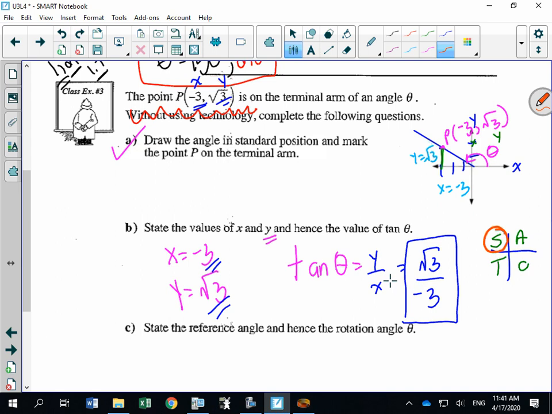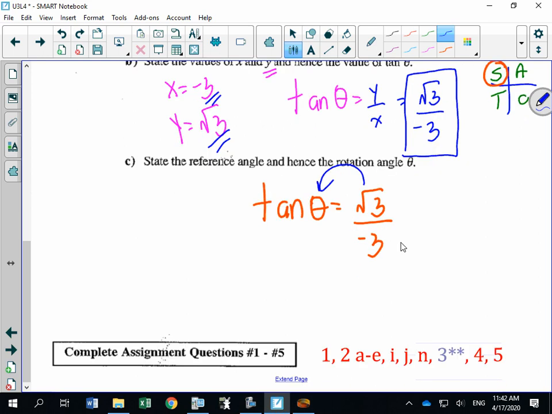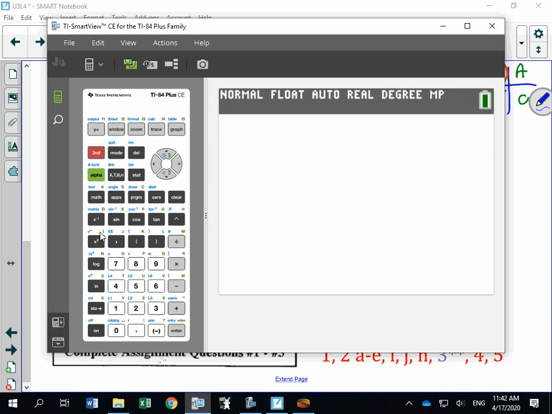Then it says state the reference angle and the rotation angle of theta. So we're going to use this information to do that. The tan of theta, we got root 3 over negative 3. If I said, what is the angle? Remember, in order to calculate an angle, that's an inverse function. So in order to calculate what theta is, we would take the inverse tan of the absolute value of this number. We haven't done that unit yet, but the absolute value is just the positive value of this number. So that would be root 3 over 3. Let's figure out what that is on our calculator. Second function tan of root 3 divided by 3, and we get 30 degrees.